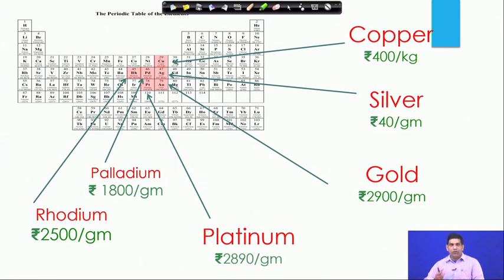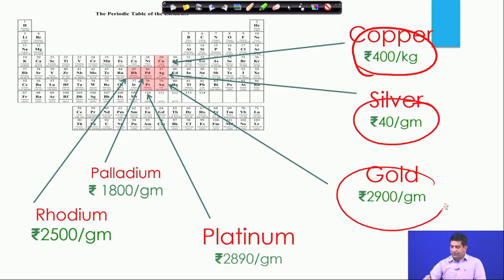These have good economic value. These numbers are approximate. If they are a little off, that's okay, because we are just trying to do some math here for calculation, and prices keep fluctuating. Copper is around 400 rupees per kg, silver is 40 rupees per gram, which is multiplied by 1000 to get the kg price. Gold is around 3000 rupees per gram, which is 30,000 for 10 grams, although on the day of demonetization it was sometimes sold at 60 to 65,000 for 10 grams. The regular price is around 3,000 rupees per gram. Platinum is around 2,900 per gram, palladium is 1,800 per gram, rhodium is 2,500 per gram.